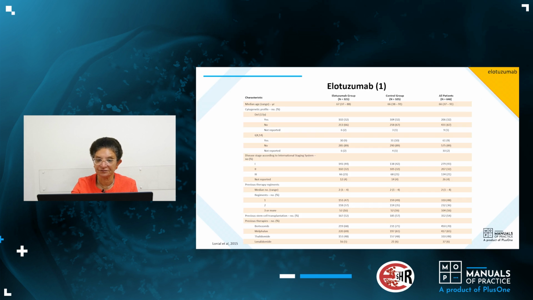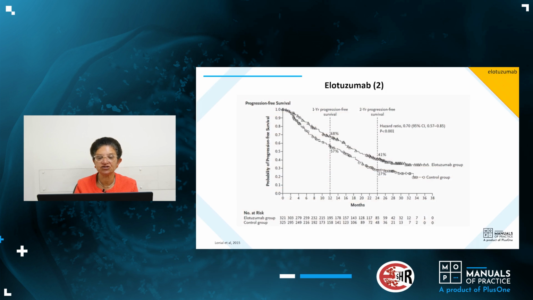It also can affect the adhesion of myeloma cells to the bone marrow stromal cells, and so it kills the myeloma cells. And here elotuzumab was added to RD and compared to non-elotuzumab, only RD, and this is the type of patients that were included, and as you can see they were relapsed refractory patients. And now let us look at the progression-free survival, and of course the addition of elotuzumab gave a much better progression-free survival versus patients that did not receive elotuzumab in the relapsed refractory setting.